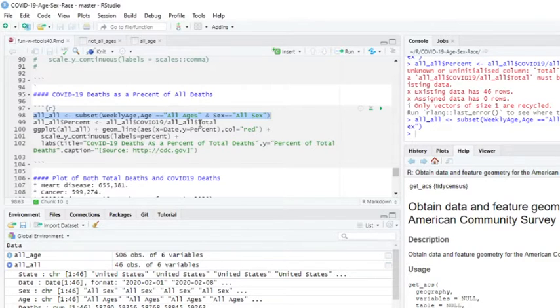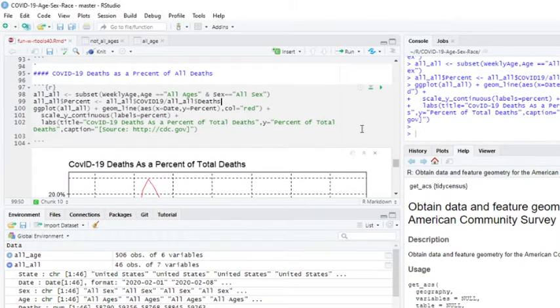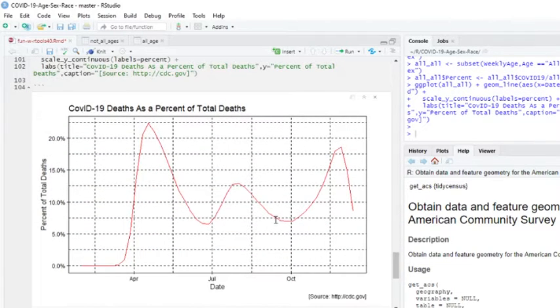Okay, let's change this to deaths. Let's try this now. Okay, now this is interesting. This continues to be interesting to me here. Back in April, early May, COVID-19 deaths accounted for 24% of all deaths. That number has now fallen to almost 10%. So it's been cut in more than half.